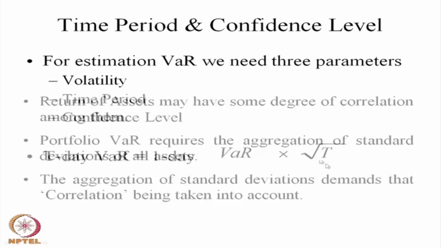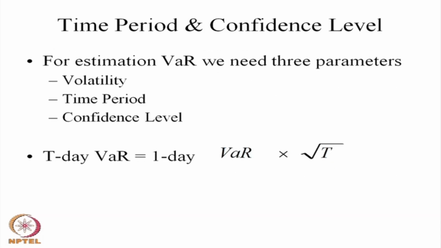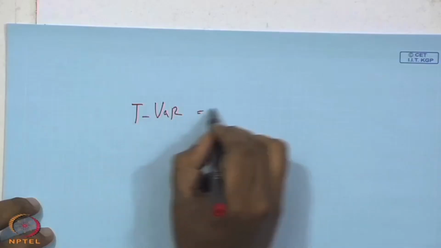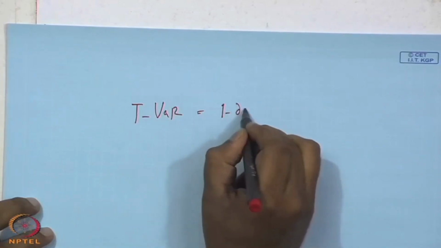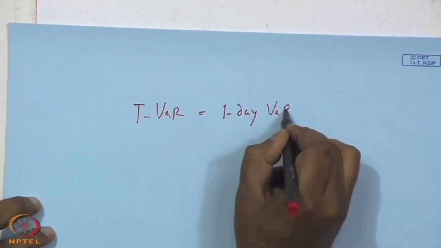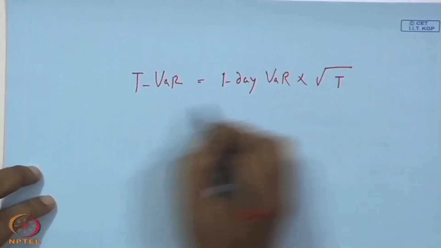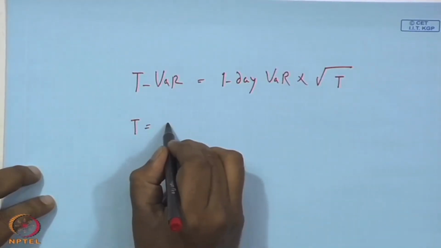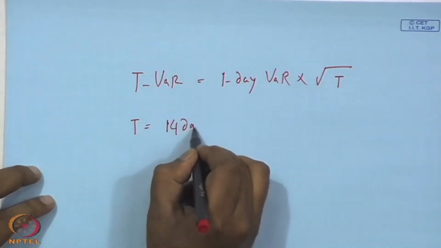T-day VaR, so 1-day VaR I got, so 1-day VaR into root over T, I will get the VaR for second day, third day, 4 days, whatever it may be. What does it mean? It means suppose I got T-day VaR is nothing but 1-day VaR into root over T.